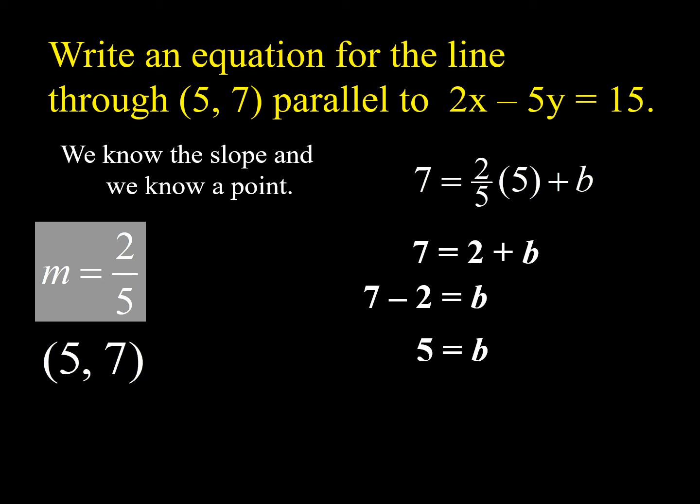From here, we already have our slope. So parallel lines have the same slope. And the only thing that is different is the y-intercept. So using y is equal to mx plus b, we get y is equal to 2 over 5x plus 5. So substituting your m, 2 over 5, and substituting our b, which is equal to 5. So the equation for the line through 5, 7 parallel to 2x minus 5y is equal to 15 is y is equal to 2 over 5x plus 5.